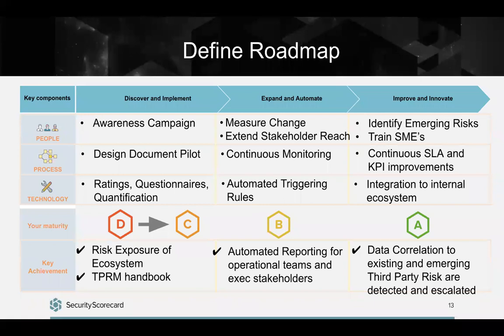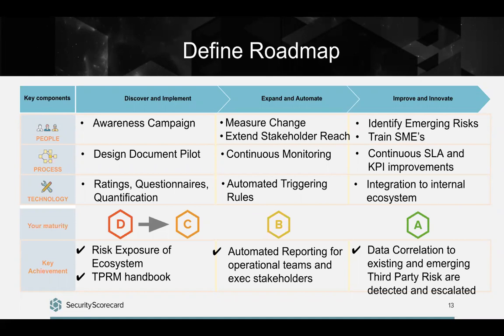Then finally, when we become more advanced in the improvement and innovation phase, we may be looking for things on the process side like continuous SLAs, so that within 24 hours of something happening, we're able to react, collaborate, and mitigate that risk with our partners. We may start to integrate our technology into our internal ecosystem: ticketing systems, governance risk compliance tools, and so forth.